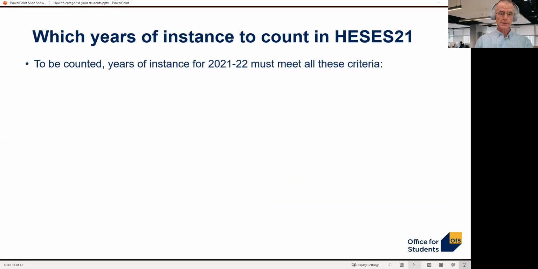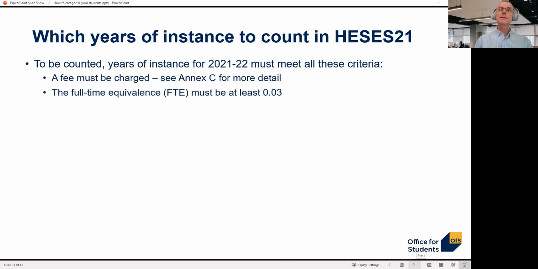And I'll run through them briefly. I won't dwell on these because we will be talking a lot more about the actual counting of years of instance in this and the next webinar. But briefly, to be counted, years of instance in 21-22 must meet all these criteria. Fee must be charged. And again, I'm just giving you the headlines here. So again, refer to Annex C for more detail.